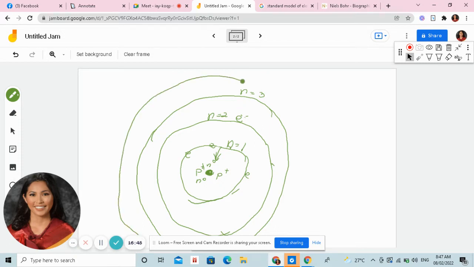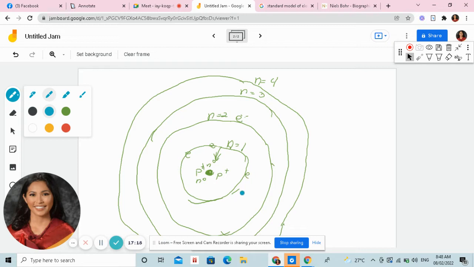Okay. So energy is quantized. Right, n is equal to 4. That is what we call energy levels. So the first level is energy level 1, then energy level 2, energy level 3, and energy level 4. Now, energy levels we also call shells.